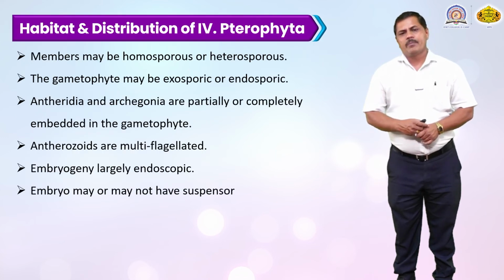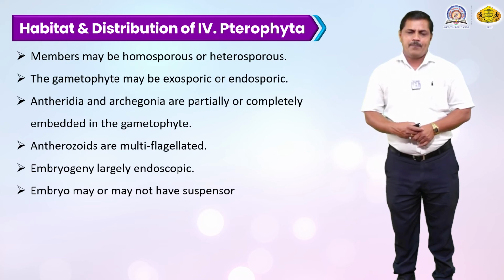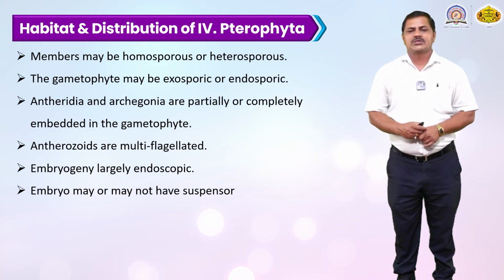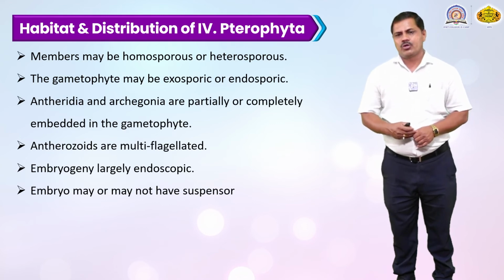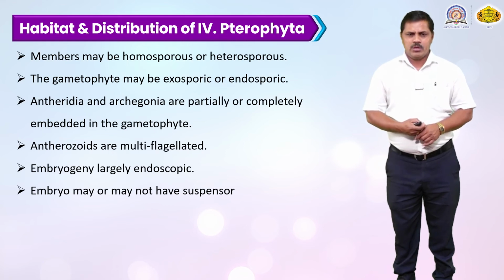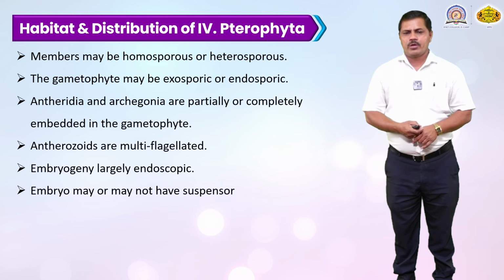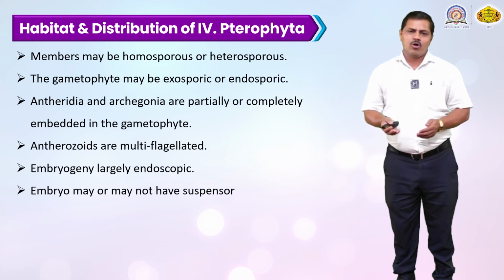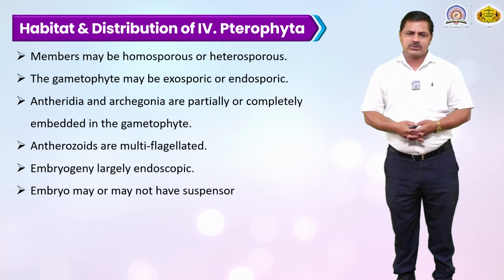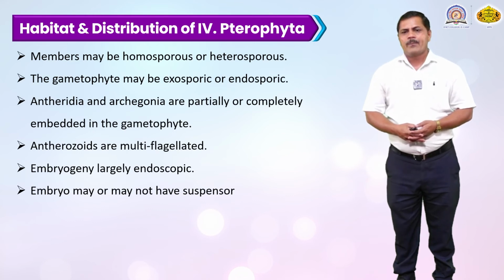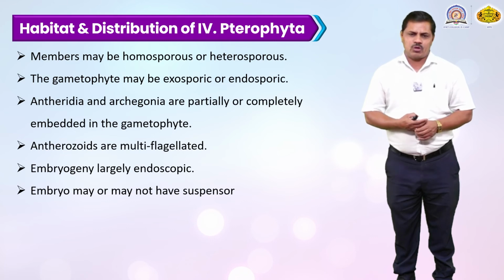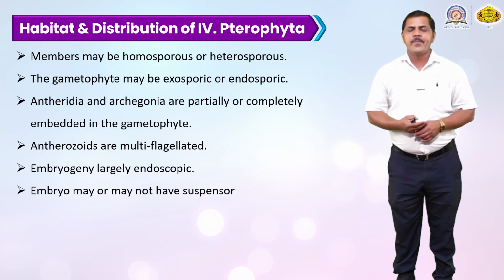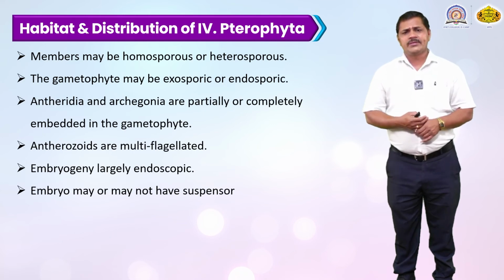Then another characteristic feature: members may be homosporous or heterosporous. Some members have both sex organs present on the same plant, called homosporous. Some members develop sex organs on different plants, called heterosporous. The gametophyte may be exosporic or endosporic, meaning the gametophyte can develop inside or outside on the surface of the plant. Antheridia and archegonia are partially or completely embedded in the gametophyte. Antheridia are male sex organs and archegonia are female sex organs.